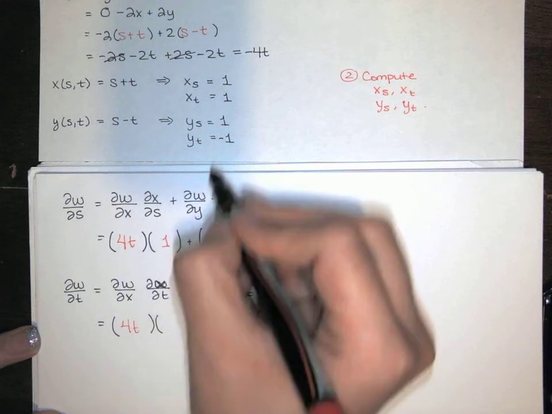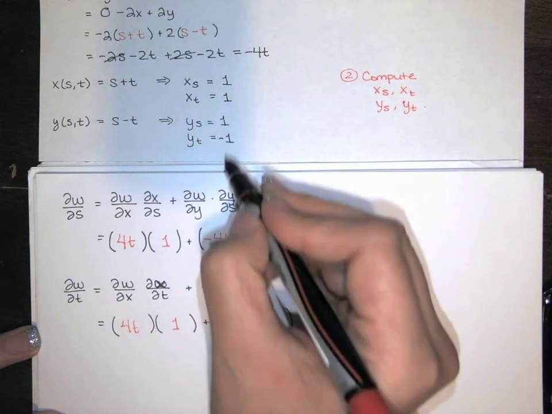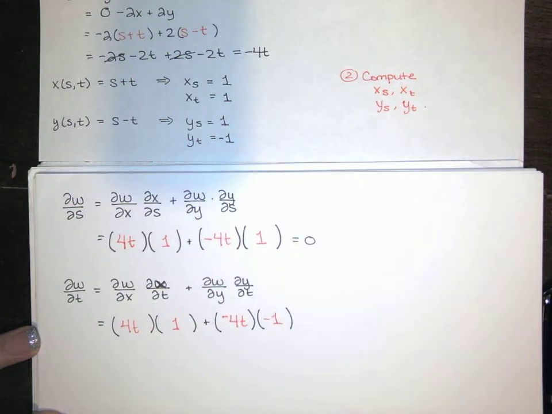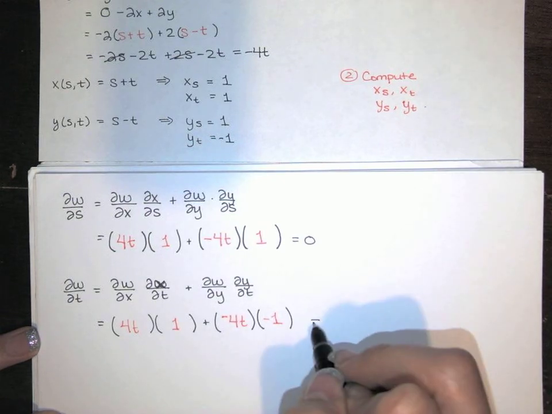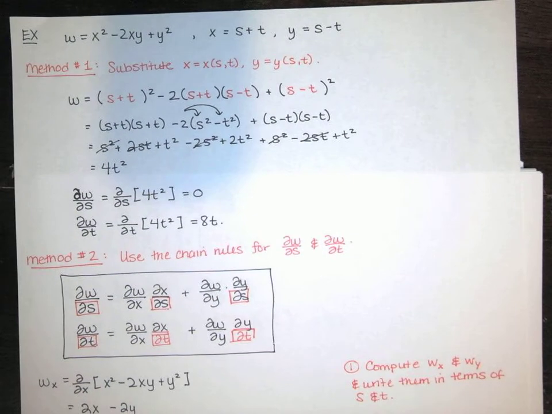Derivative of x with respect to t, which is 1. Derivative of y with respect to t, which is negative 1. So now I've got 4t plus 4t, that's 8t. Is that the same thing that we got the other way? It is! Very, very good.